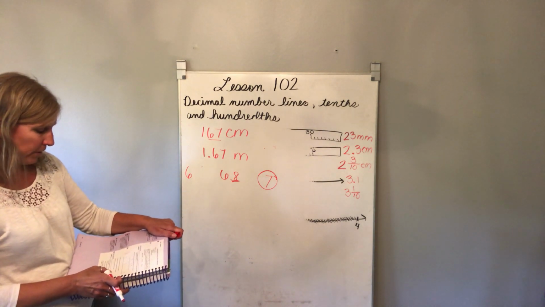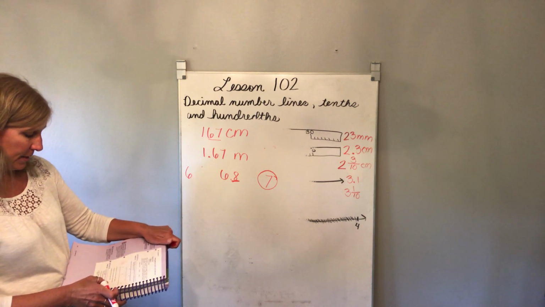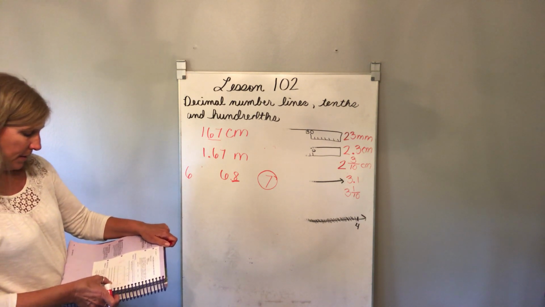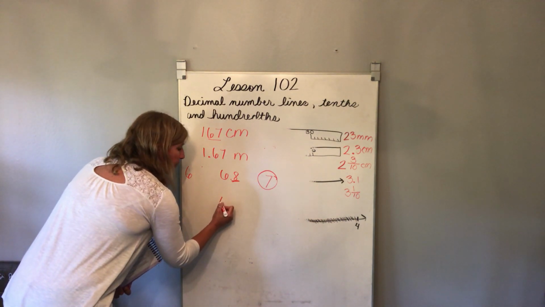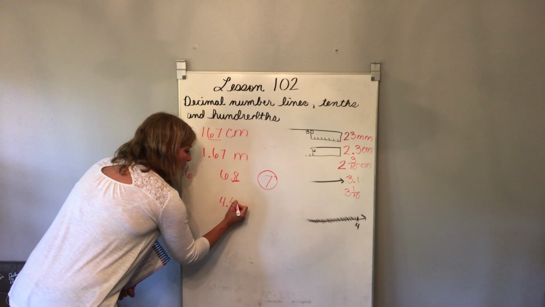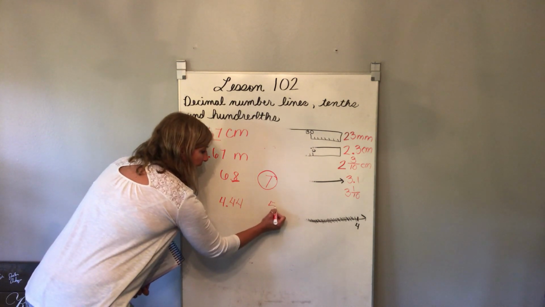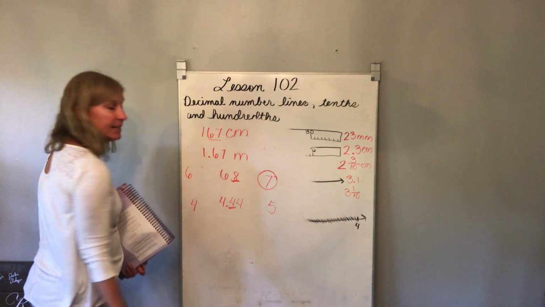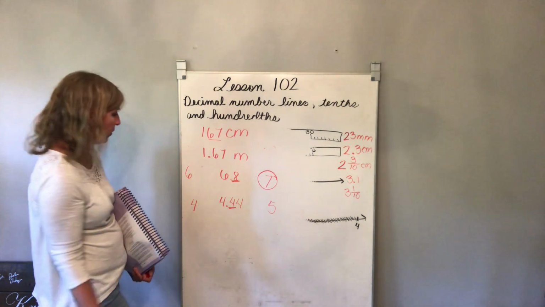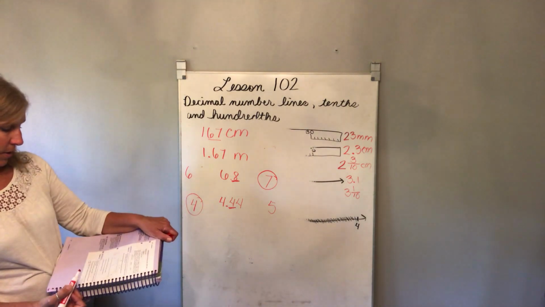Round 4 44/100ths to the nearest whole number. 4 44/100ths is between 4 and 5. Look at the number in the tenths. Is that 5 or higher? No, it is not. So it is closer to the 4.